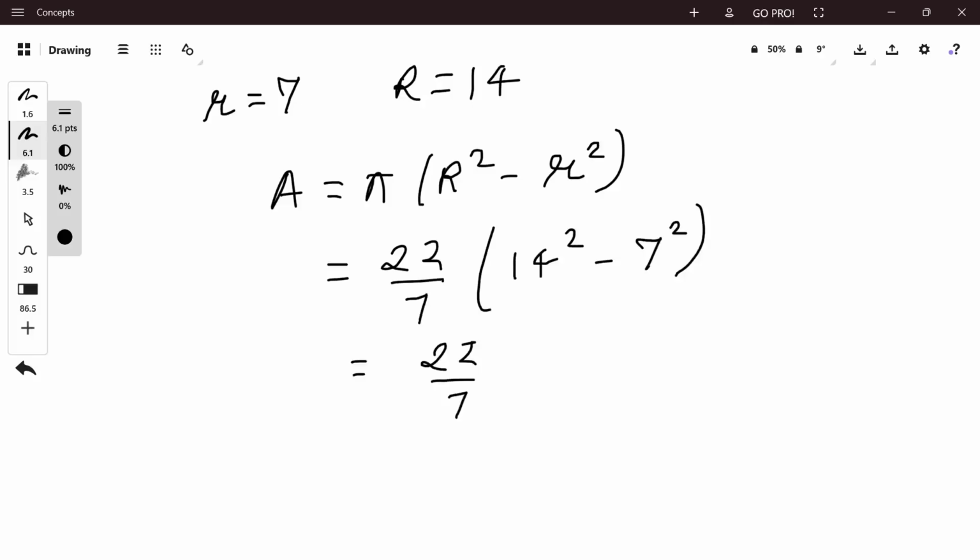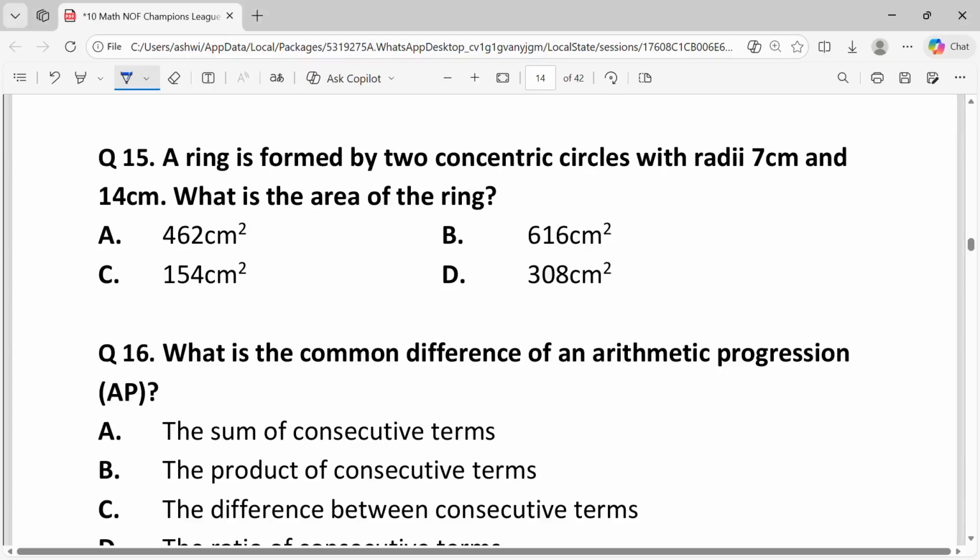that is equal to 22 upon 7 into 147, which is equal to 462 centimeter square. Comparing with the given options, the answer is A, 462 centimeter square.